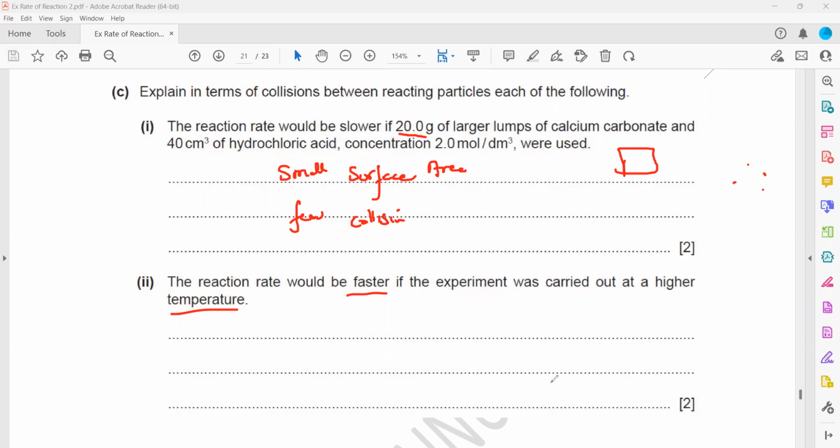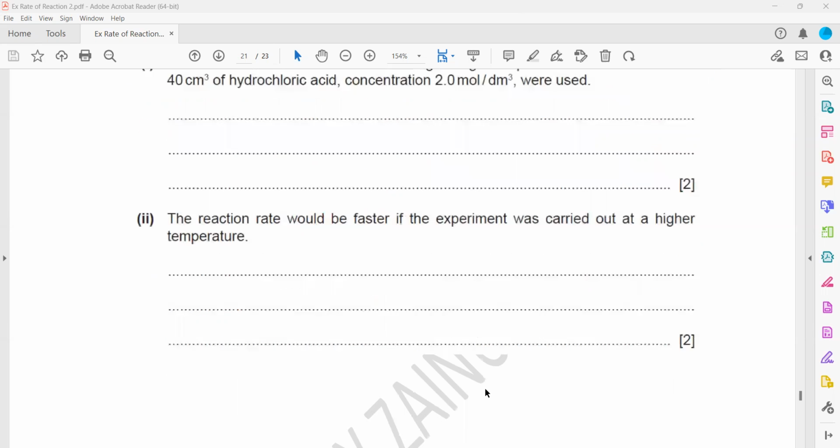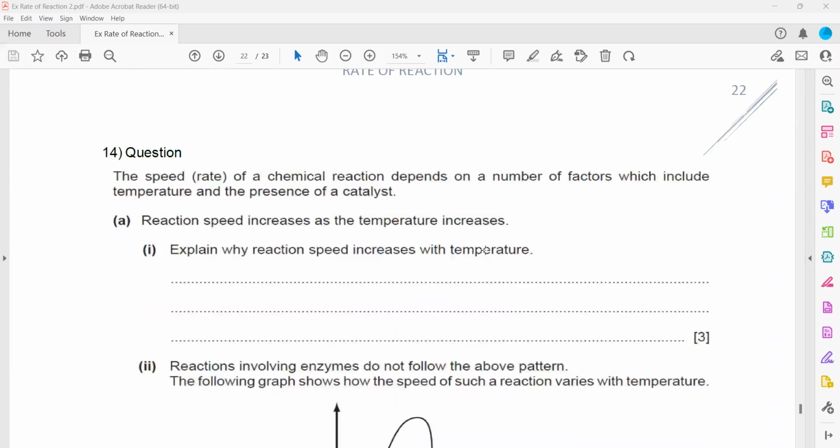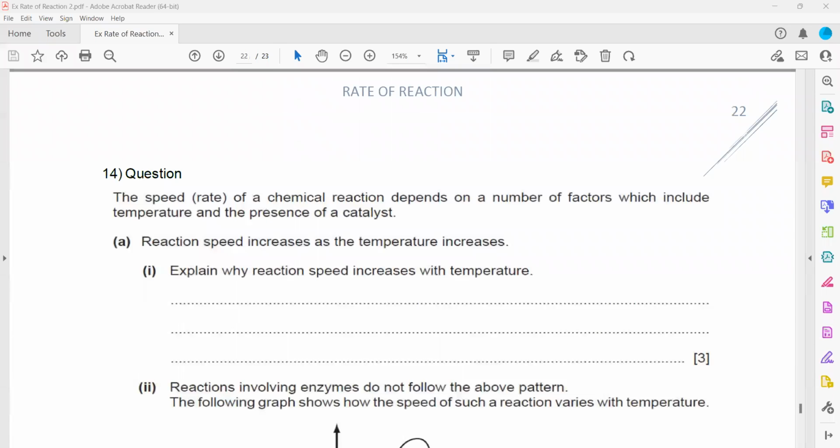And what about the effect of high temperature? If you increase the temperature, particles will have more energy, more kinetic energy, move faster, more collisions. Don't forget to include the term: a greater number of the particles have energy more than the activation energy. So the reaction will be faster. You have more particles with energy more than activation energy. That's a very important term whenever you refer to how temperature affects the rate or the speed of the reaction.